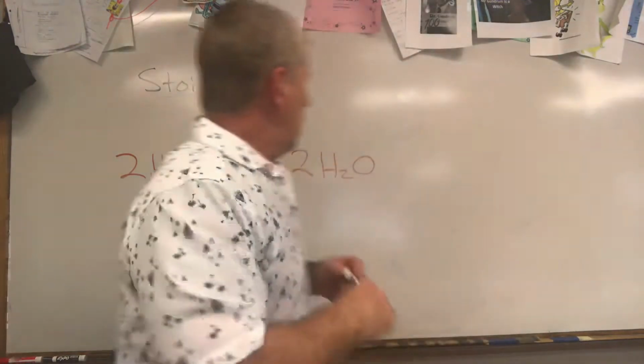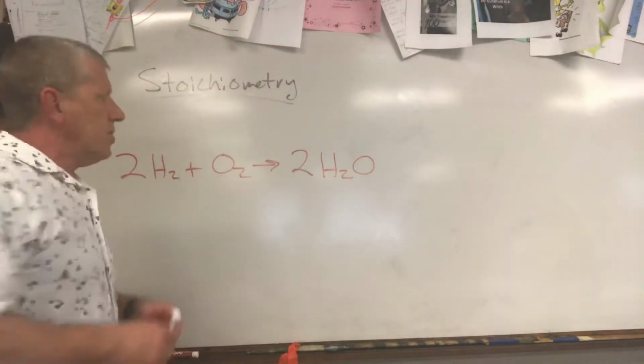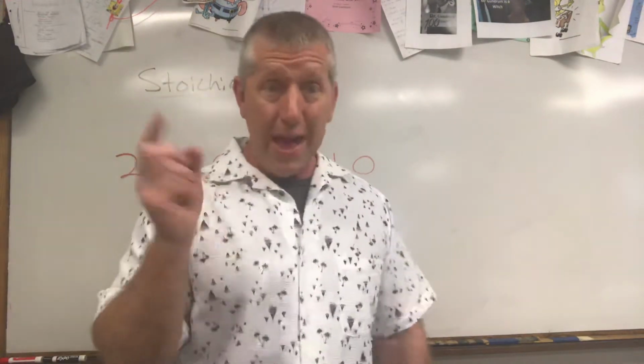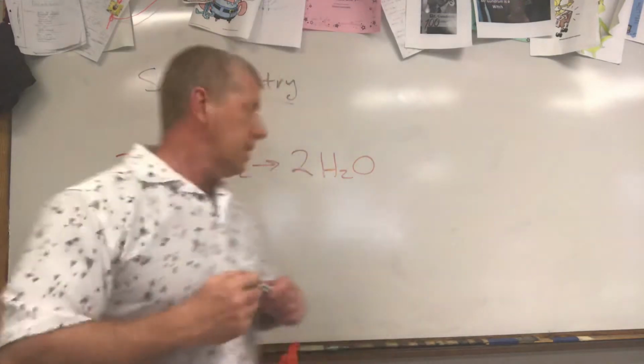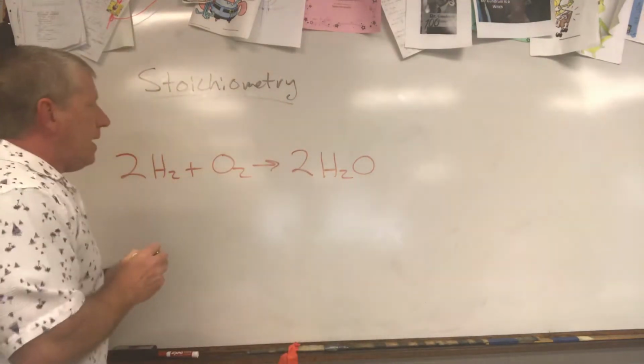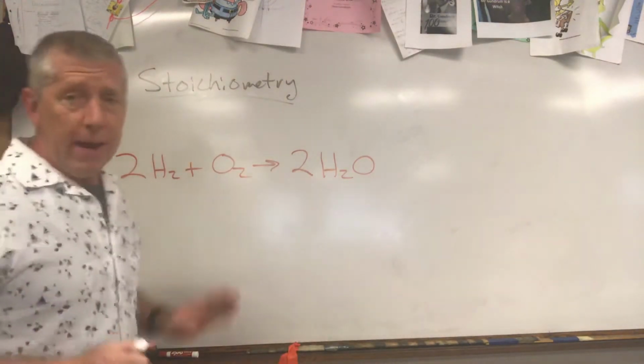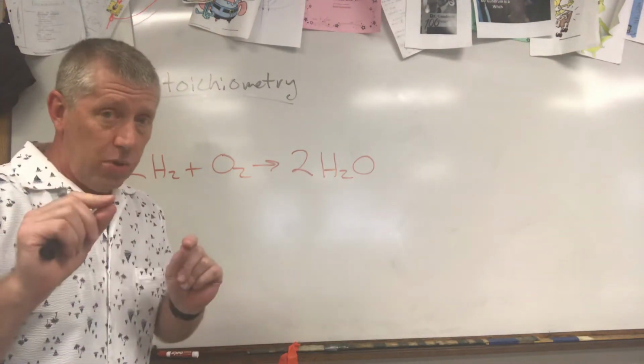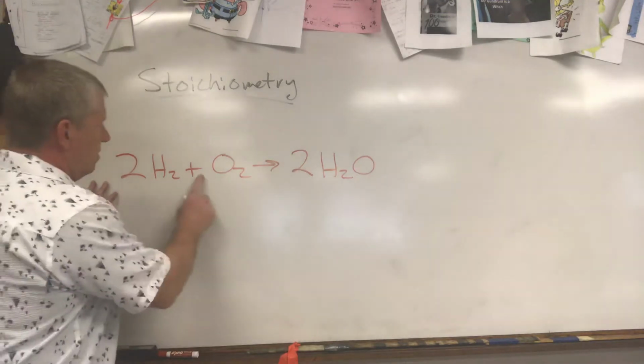All right, so here is a balanced reaction, and the first thing I want to talk about is called the mole ratio. The mole ratio is shown here by the coefficients. So we look at the coefficients to know what the mole ratio is. This mole ratio is 2 to 1 to 2.